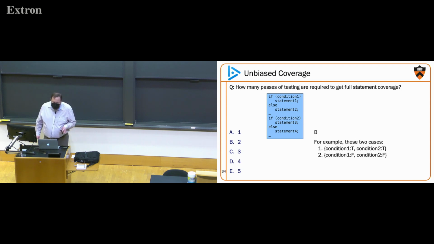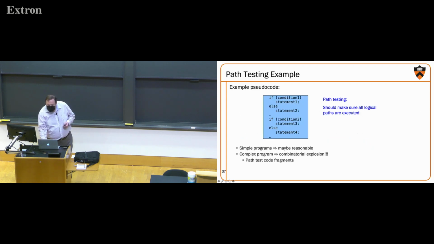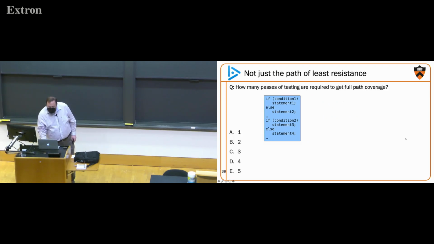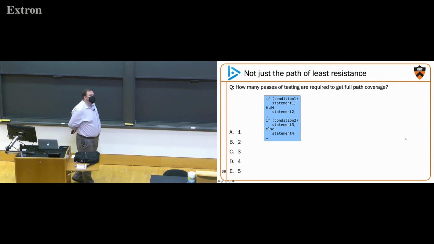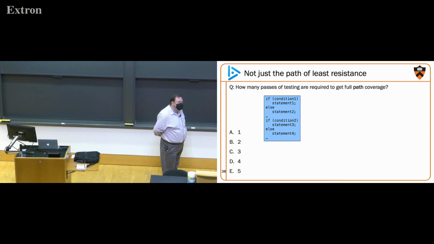The reason is that there's another way that you can think about coverage, which is actually path testing. Here, you want to execute not just every statement, but every possible path through the code. If we look at the same code, we can also ask, how many test cases are you going to need in order to get full path coverage through the code? And the answer turns out to be different.